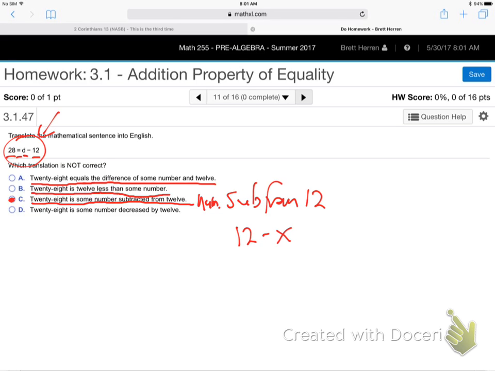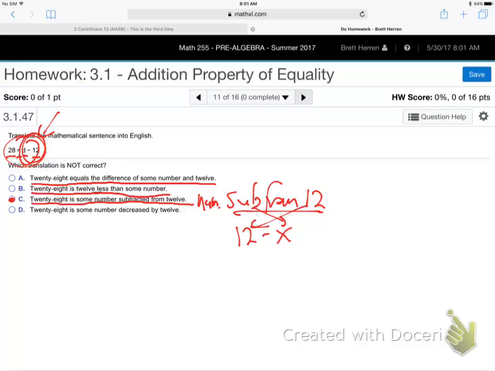When they say subtracted from, remember, does the order swap? No. Subtracted from 12 puts the 12 in the front. And that's wrong. Over here we see that the d's in the front, the letter in the front, not the 12. So that's kind of tricky.